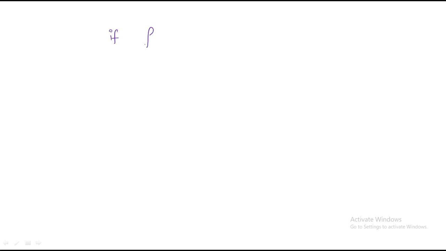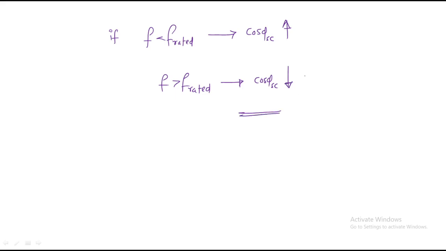If f is less than f rated, cos phi SC increases, or if f is more than f rated, cos phi SC decreases. So based on this example you will have a clear-cut idea, right?